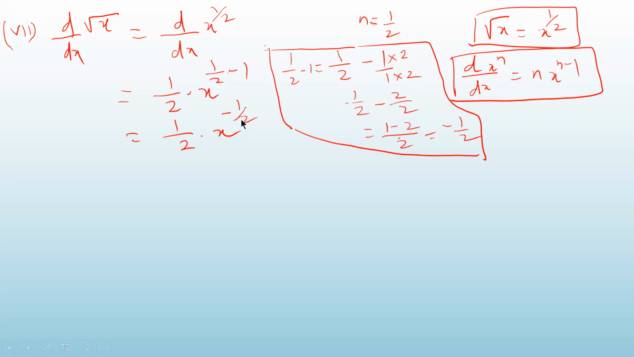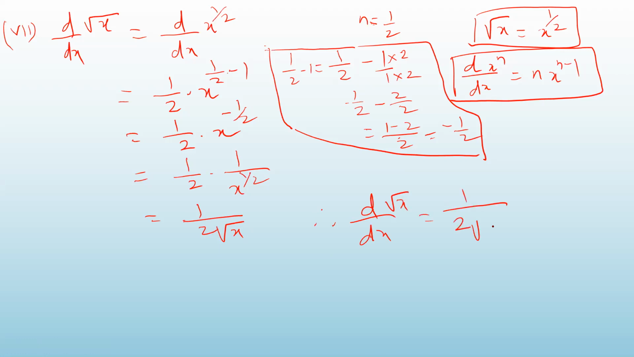Now, as I told you, in the final answer this negative power we have to write in the form of positive power. So how will we do that? We will bring this in the denominator. So 1 upon x to the power half. What is x to the power half? Just now see, x raised to power half, remember, it is root of x. So 1 upon 2 root x. So therefore, what we have got: derivative of root of x is 1 upon 2 root x.